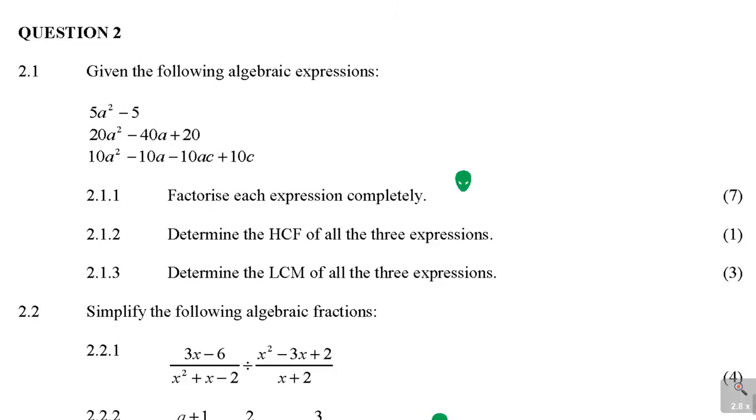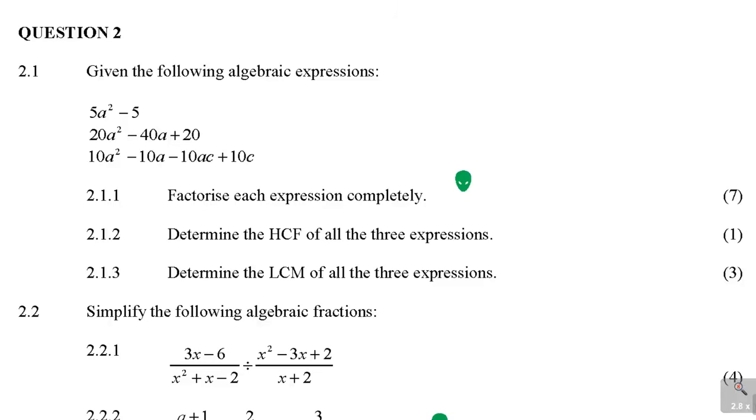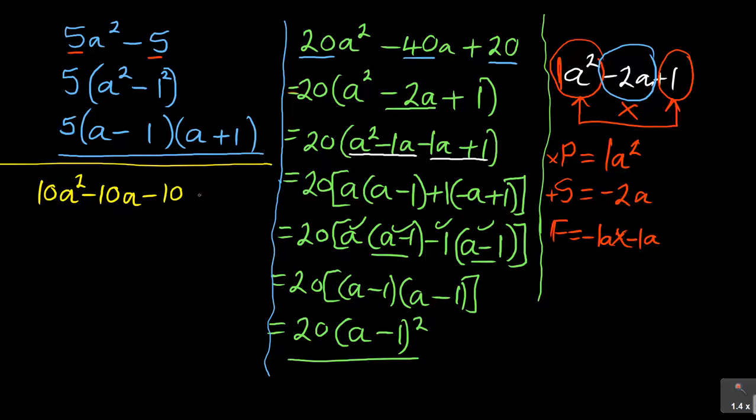Now let us look at the last one. I'm supposed to factorize 10a squared minus 10a minus 10ac plus 10c. Now let's factorize that, which is in this case 10a squared minus 10a, and then the other one is minus 10ac plus 10c. So that's what I'm having. Again, when you see 4 items in an expression, chances are you're going to factorize by grouping.